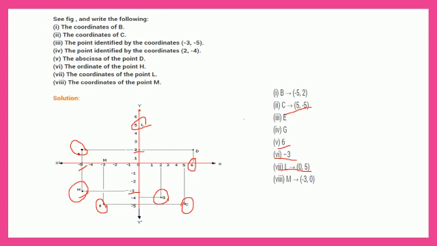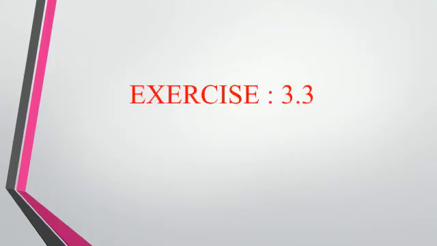Then 8th subdivision, the coordinates of the point M. Here M is there. So the x-axis value is minus 3 and the y-axis value is 0. So the point M is minus 3 comma 0. This is the way you have to find out the x-axis, y-axis, abscissa and ordinate. Students, now we are going to see exercise 3.3.